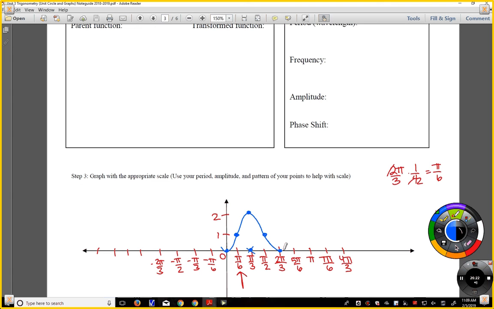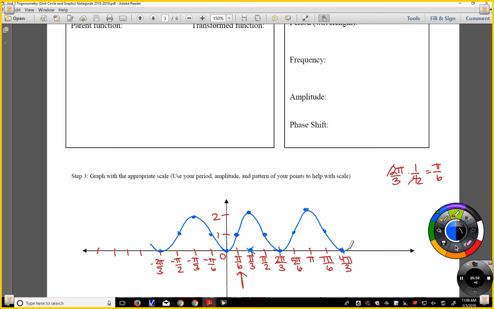And then I need you to show me more of the graph so I know that you understand the pattern. So all you have to do at that point is continue the pattern to the left or to the right or both. So here it would come back up and then go back down. On this side, it would come back up and then go back down. And so here's what this graph ends up looking like. Okay?